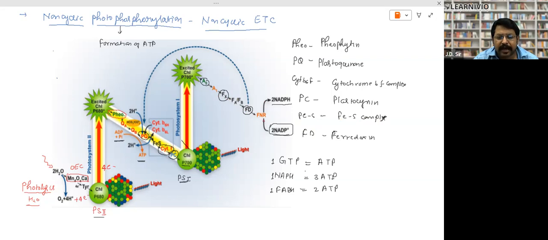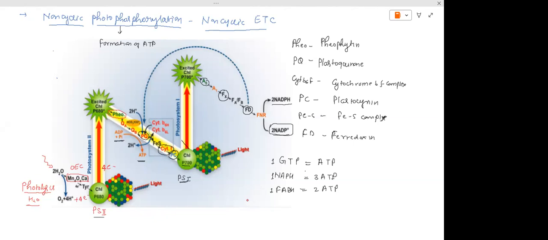When it reaches FD, the electron is finally accepted by NADP plus and converted into NADPH. NADPH is a form of energy. I have written over here: 1 GTP is equal to 1 ATP, 1 NADPH is equal to 3 ATP, and 1 FADH is equal to 2 ATP. That you also have to remember. Go through it and tell me, is non-cyclic photophosphorylation clear or not? Clear, sir. Great.